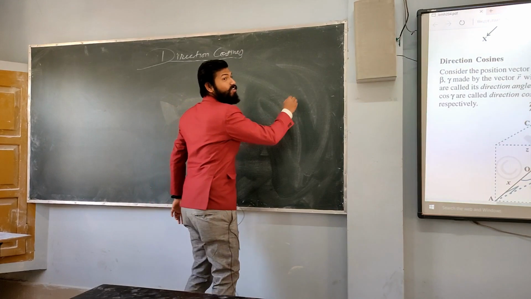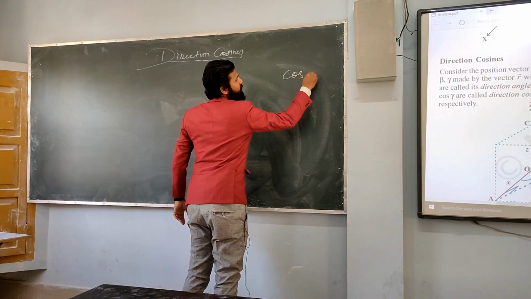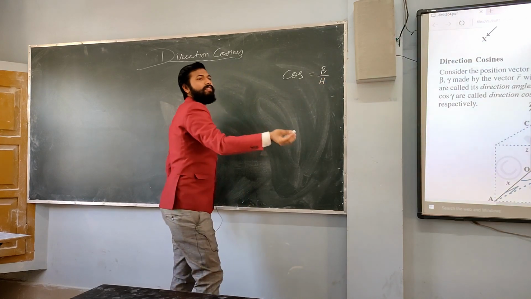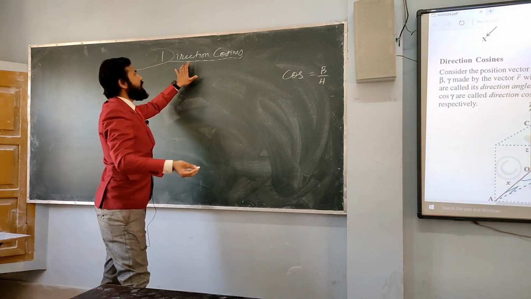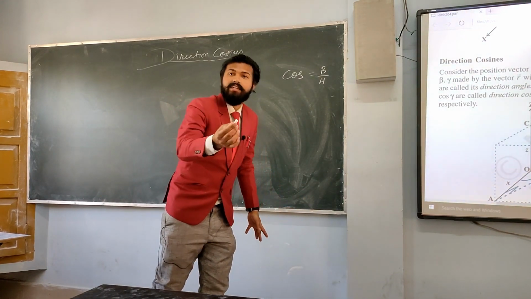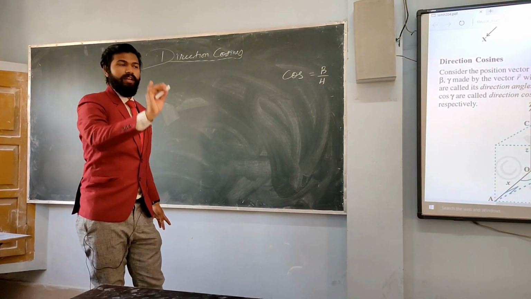Cos, sine, cos. So what is the ratio of cos? Base by hypotenuse. Same thing. So we need to find the cosine of the angle. Now let us see what this cosine of the angle is, and try to feel it.